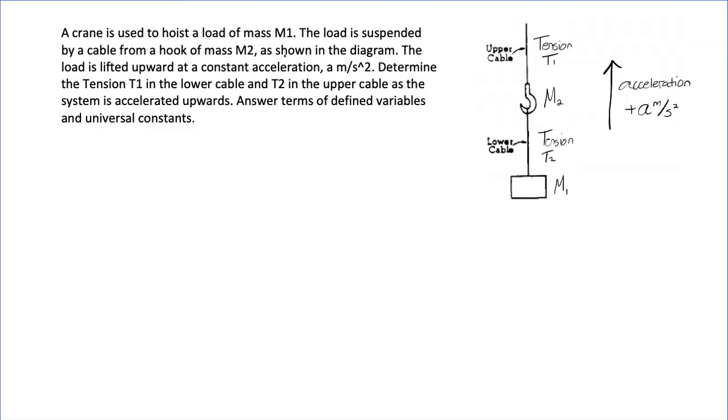A crane is used to hoist a load of mass, we'll call it M1. The load is suspended by a cable from a hook of mass M2, as shown. The load is lifted upward at a constant acceleration of a meters per second squared. We're doing a symbolic problem here, so there are no numbers.